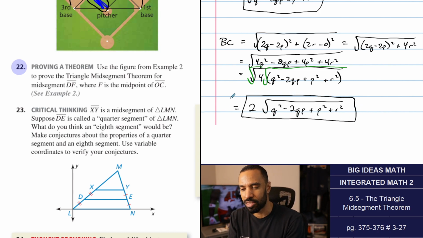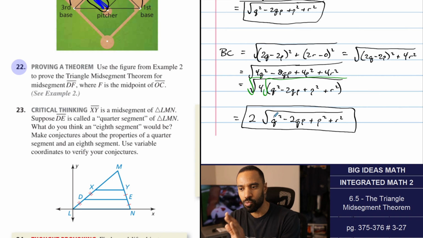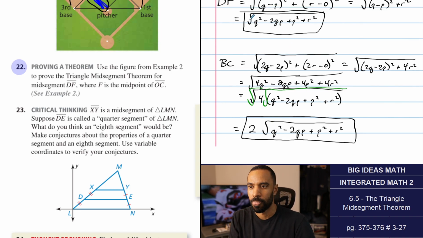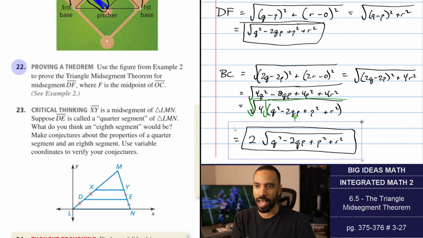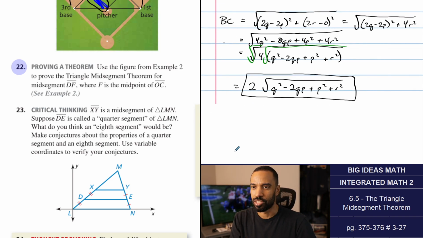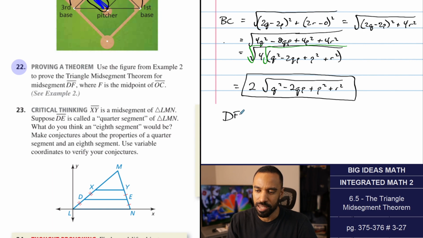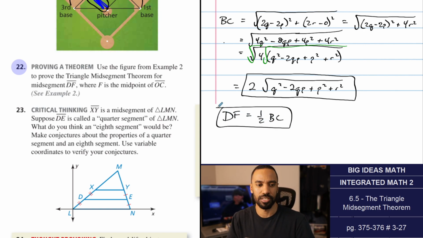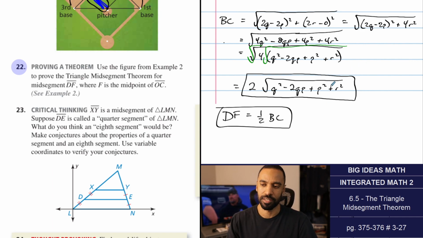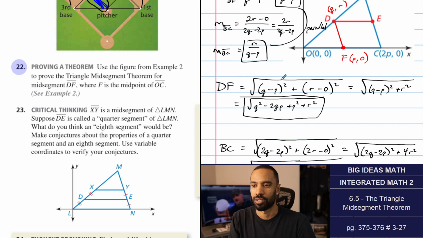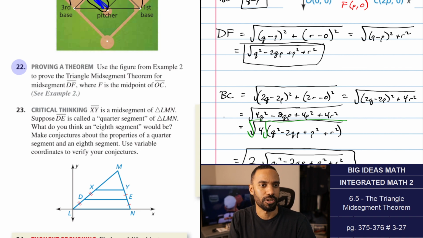And if this is double it, right? 2 times root q squared, and check out this one. This is 1 times root q squared minus 2qp plus p squared plus r squared. So they are the same, except this is double that. So BC is double DF, or DF is half of BC. I think that goes to show that. So parallel, half the distance, therefore mid-segment. Yes. Okay, the longest problem we've had so far. There's number 22. I wish the baseball one was that long.